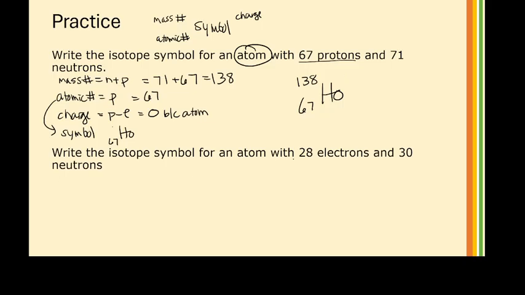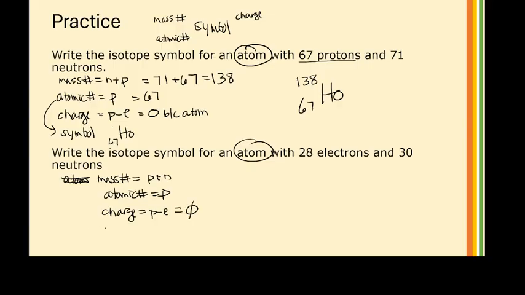Write the isotope symbol for an atom with 28 electrons and 30 neutrons. Mass number equals protons plus neutrons. Atomic number is the number of protons. The charge equals the protons minus the electrons. But it says atom, so it's equal to 0. And the symbol I'm going to get from the number of protons. So it doesn't tell me the protons directly. It tells me I have 28 electrons. But if the charge is 0, the number of protons equals the number of electrons.